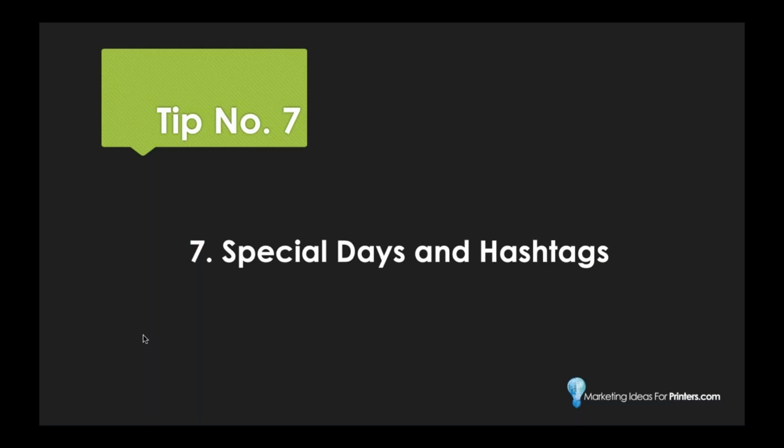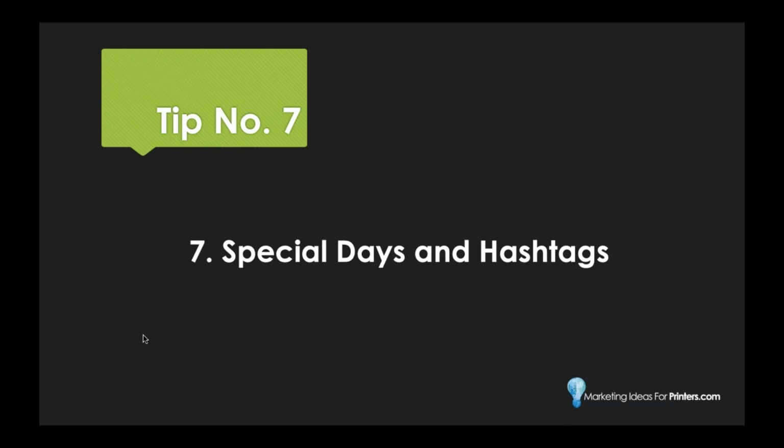Number 7 is special days and hashtags. A fun way that you can pull in more engagement is to begin to use hashtags or to celebrate special days like National Bread Baking Day or something odd like that. You can do a simple Google search for a hashtag calendar and you'll get tons of results for hashtags that you can use on special days.